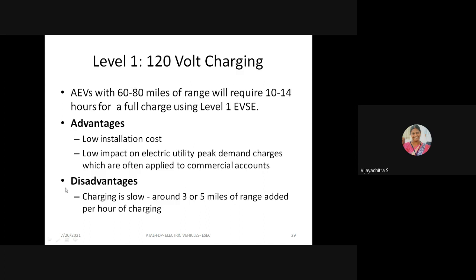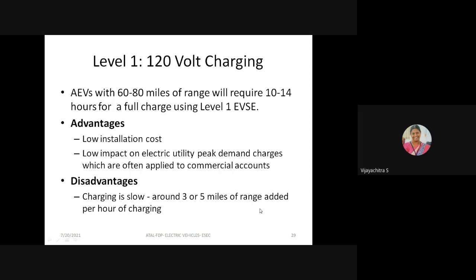Wherever there are advantages, definitely there will be disadvantages. Of course, we have already mentioned that it takes 10 to 14 hours. Because of the many hours required for charging, we can say charging is very slow. It is around 3 to 5 miles of range added per hour of charging. If you do 1 hour of extra charging, we can add 3 to 5 miles.